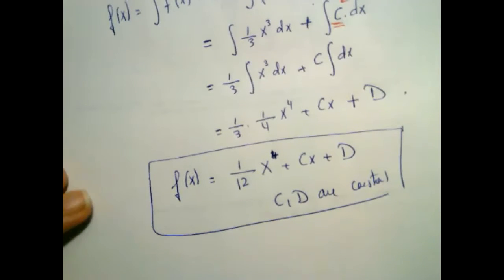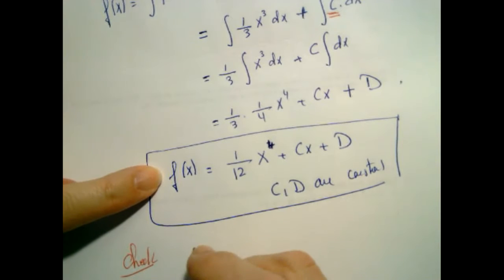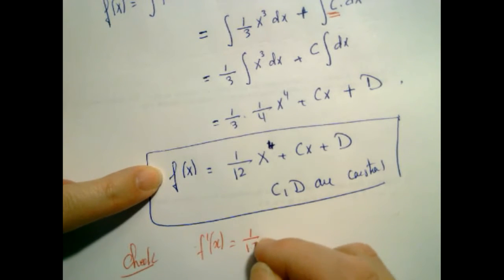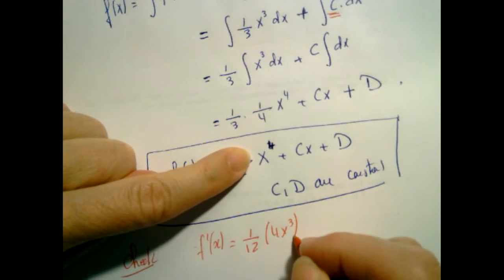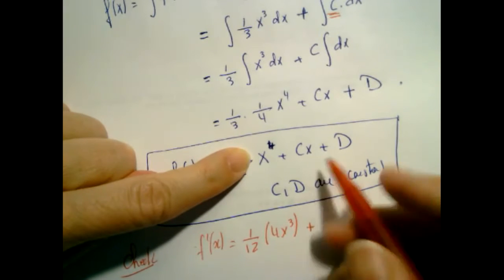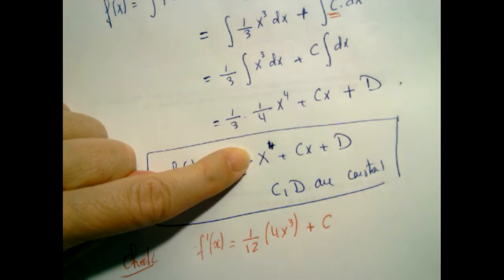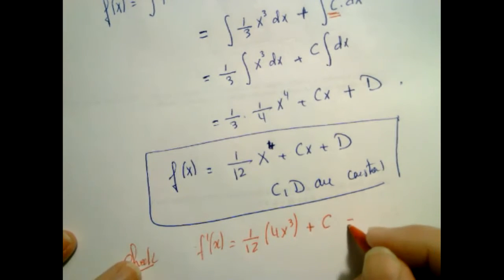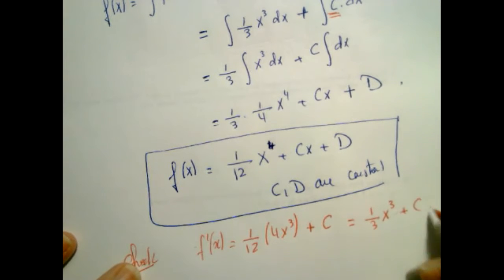Now let us check. I have to convince you that we do have two constants. First, I need f prime. It is 1 over 12, that's a constant, times 4x cubed plus the derivative of cx, which is c. The derivative of d is 0, so it's gone for f prime. So this is going to give me 1/3 x cubed plus c.